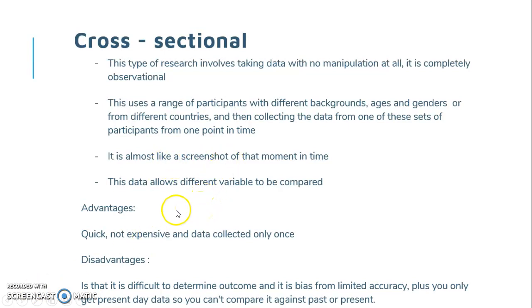This data allows a different variable to be compared. Advantages of this are that it's quick to carry out, it's not particularly expensive, and the data can be collected only once.